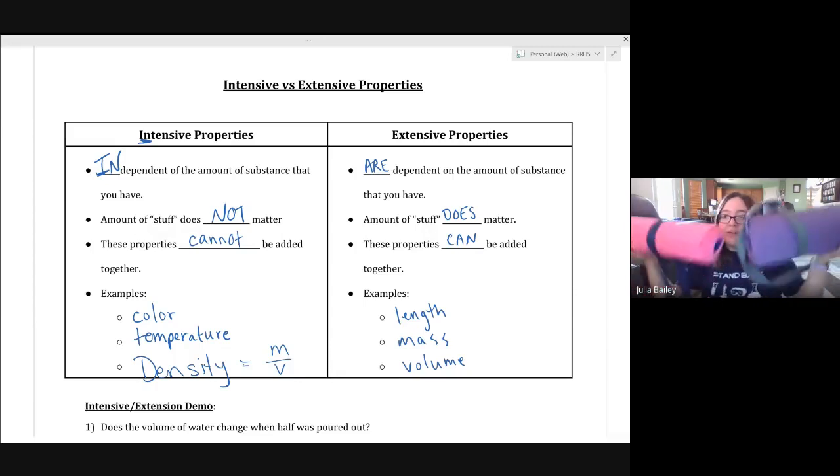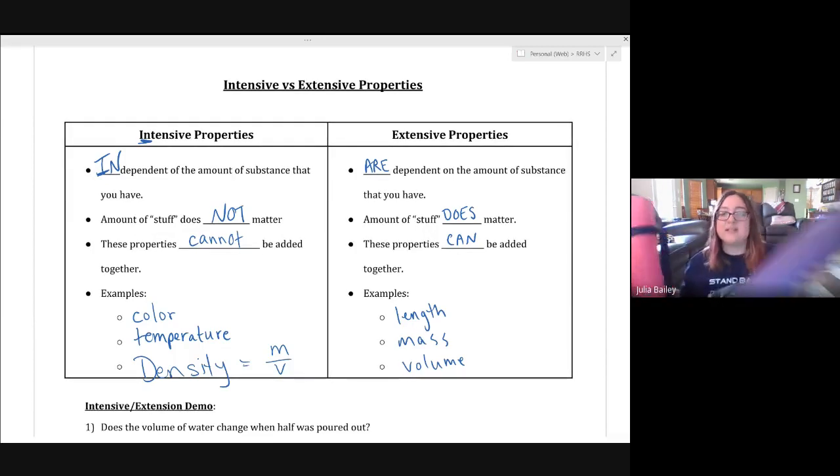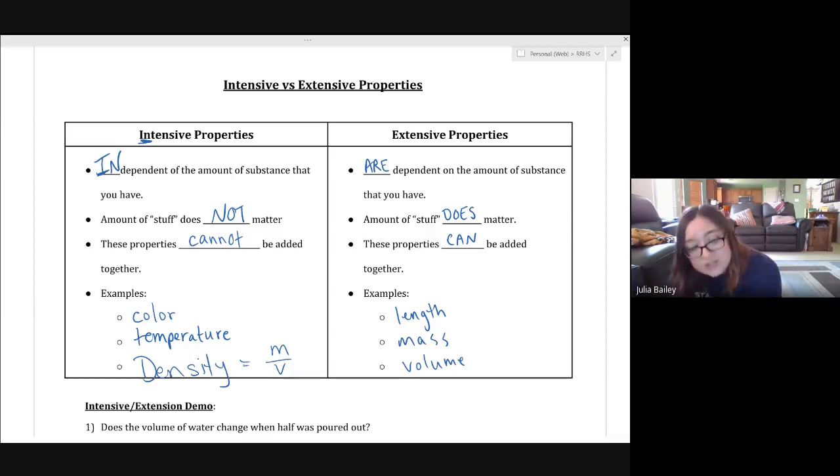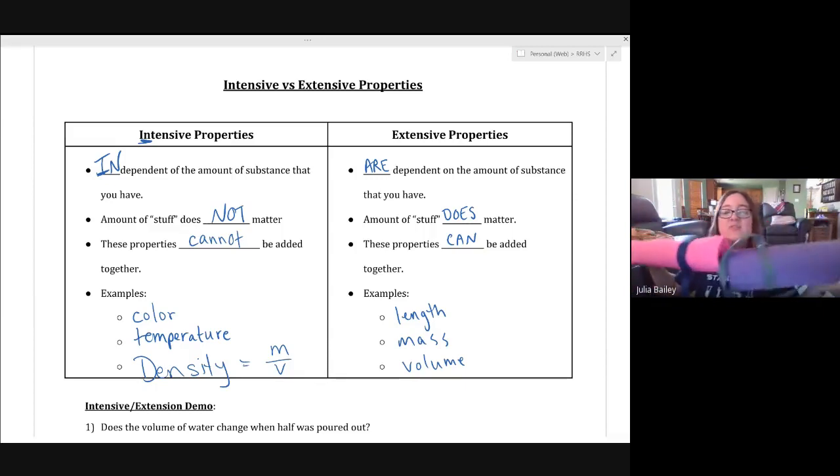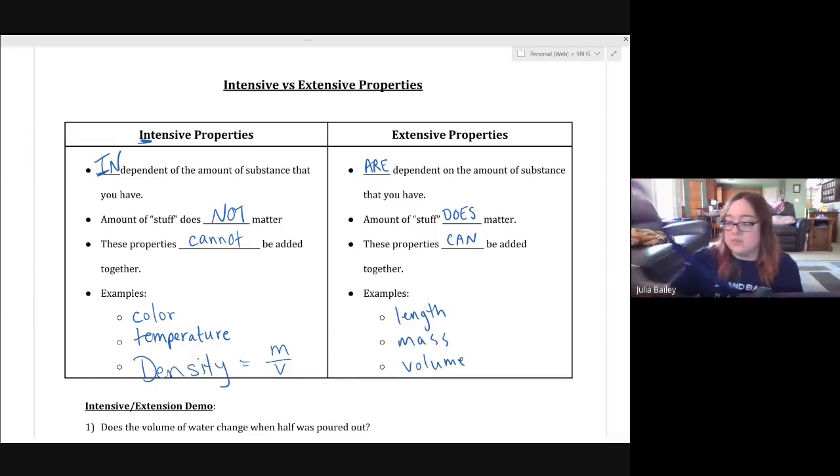That's different. When I have more yoga mats, I have more length. Because the amount of stuff changes the length, that tells me that length is an extensive property. The amount of stuff does matter. And these properties can be added together. I could separately measure this length, get a ruler, separately measure this. I can add those two lengths together. The two numbers I get, I can add together and I'm going to get the same total length. That makes sense because length is an extensive property, and that's how extensive properties work.